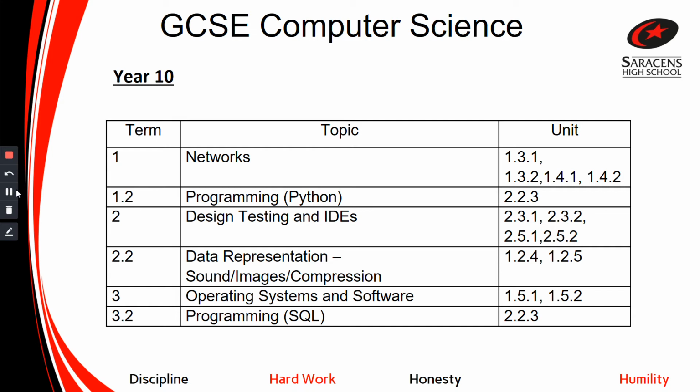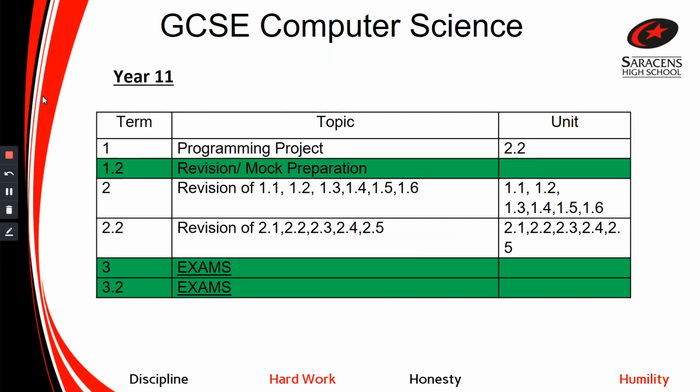Now that we have the basics of everything, in Year 11, Term 1 starts with a programming project to build on our knowledge. We then have revision and mock preparation and revision of all different subjects. In Term 2, a big part of it is spent so that we are able to cover things that we might have missed or that need more practice, as it is a 3-year GCSE.